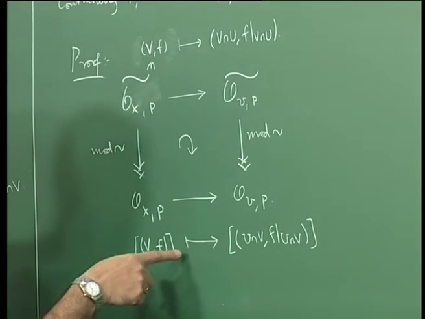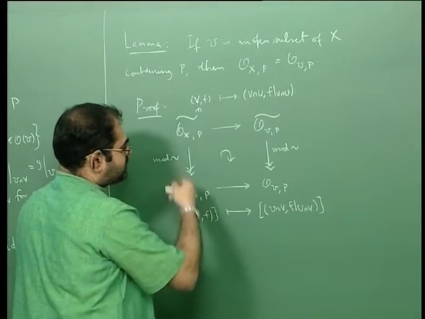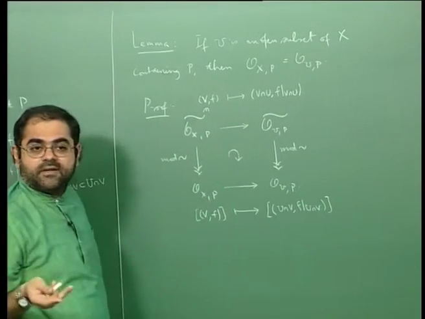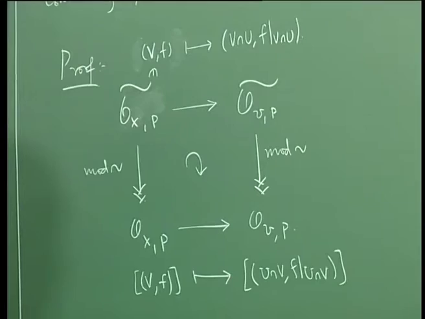Now it is very easy. It is very clear that this is going to preserve addition, multiplication and so on. So this will be a K-algebra homomorphism.